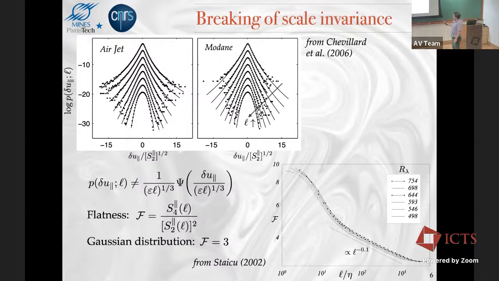If you start with a very large value of the separation, you have a distribution of the increment which is almost Gaussian. When you decrease the length scale to approach the dissipative scale, this distribution develops tails, which are super exponential, looking a bit like a stretched exponential. And again, this is independent of the flow; this is yet another flow. It's an air jet. You have a nozzle, you put air, and you measure increments in the wake. And this is again the data from the wind tunnel in Modane.